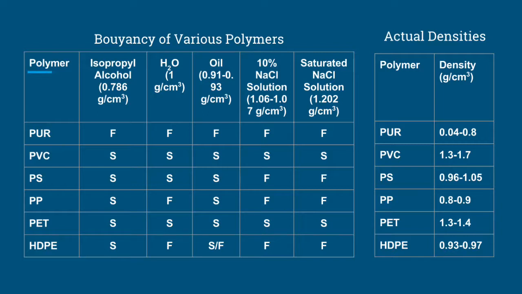Let's go down to the third row and look at polystyrene. Polystyrene sank in alcohol, water, and oil, but floated in my sodium chloride solutions, which means it should have a density between the density of water, 1 gram per centimeter cubed, and 10% sodium chloride, which is 1.06 grams per centimeter cubed. If I look at my actual values for polystyrene, there are definitely some values between 1 and 1.06, so that looks good. Looking at high density polyethylene at the bottom, it sank in isopropyl alcohol and then kind of hovered in the oil, so it should have a density really close to the density of oil, which it does. So that checks out as well.